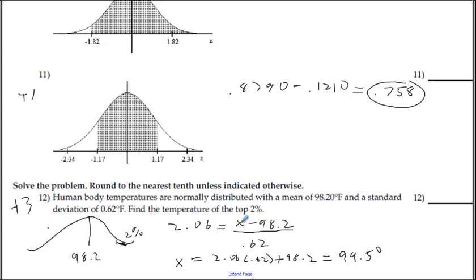We don't know the temperature, but we know the mean and we know the standard deviation. So we do a little algebra, cross multiply by 0.62, add 98.2. So 99.5 degrees is about the top. If you have an average temperature about that or higher, you're in the top 2%.